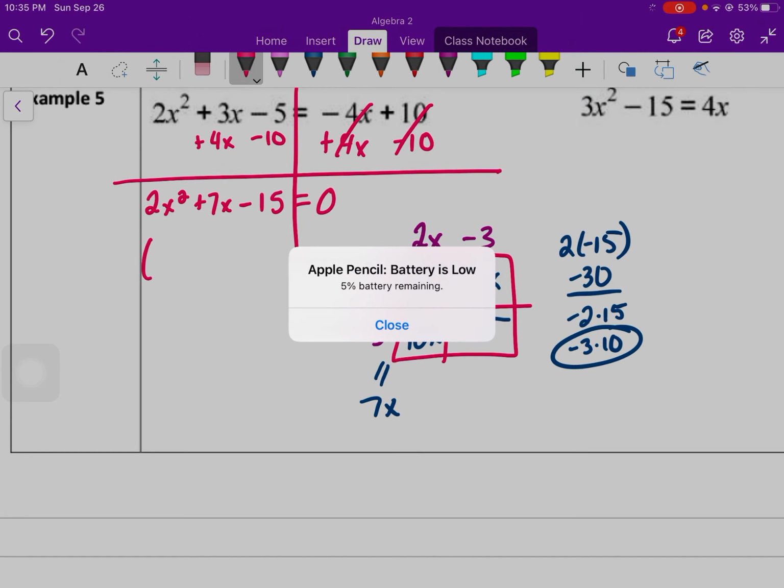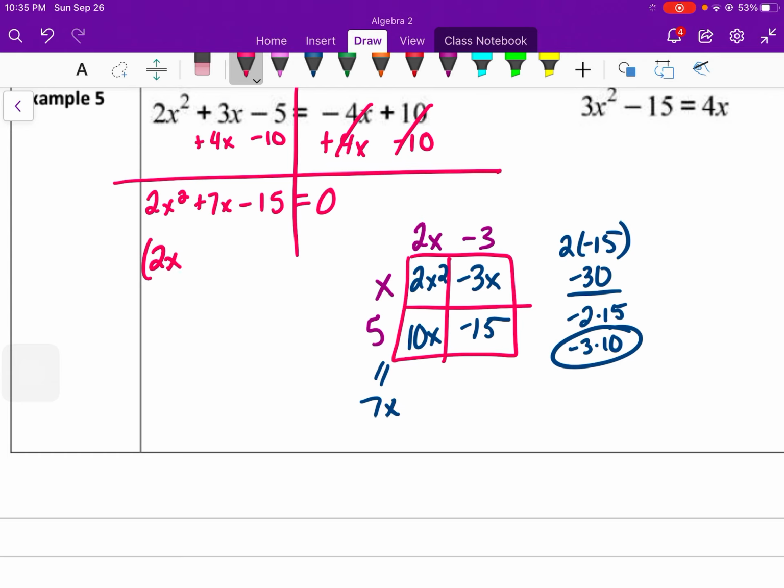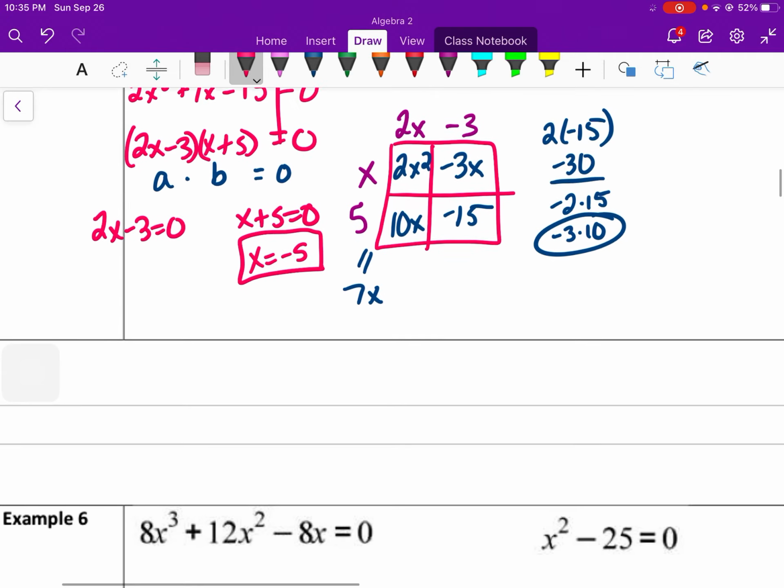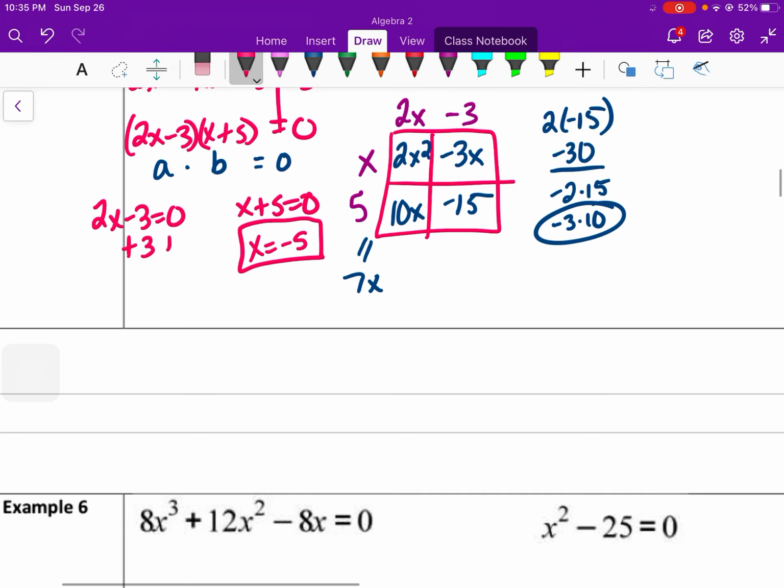So then I factor this as 2x minus 3 times x plus 5 equals 0. So this is my a times my b equals 0. So either a is 0 or b is 0. So that means either 2x minus 3 equals 0 or x plus 5 equals 0. Well, if x plus 5 equals 0, then x has to be negative 5. That one's easy to solve.